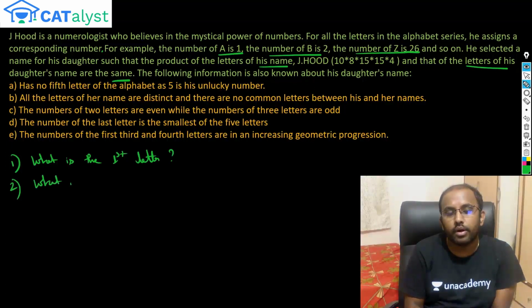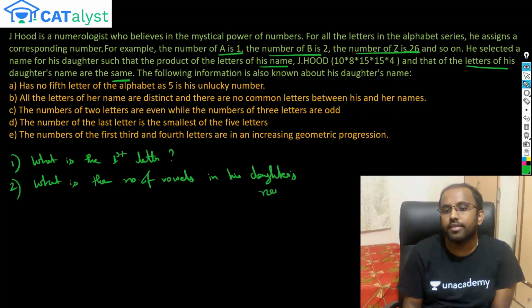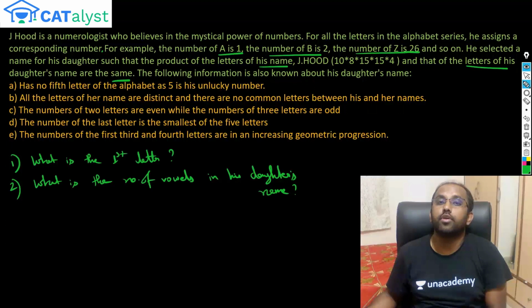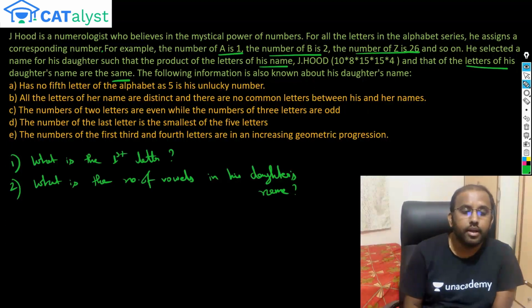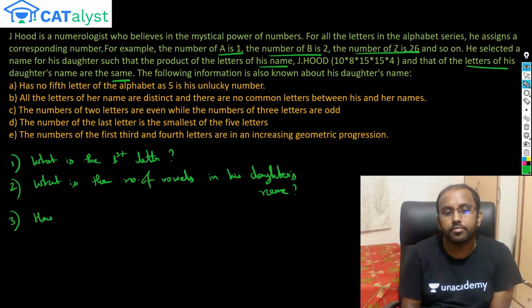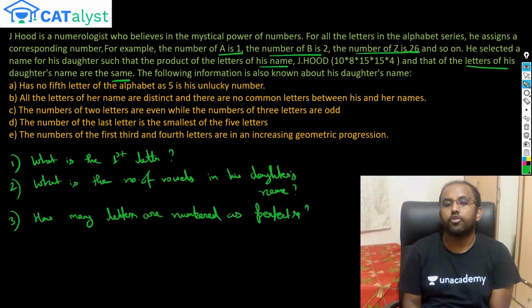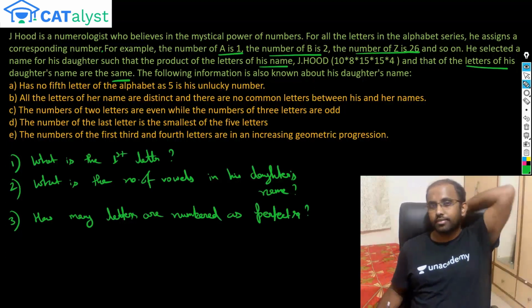Second question is, what is the number of vowels in his daughter's name? So you can sense it, right? Once you find the name of the daughter, you can solve all such questions. Basically again, third one is, how many letters are numbered as perfect squares, right? So all these questions indicate that you simply need to find the daughter's name in this question.